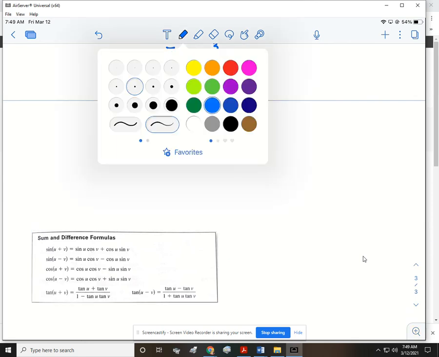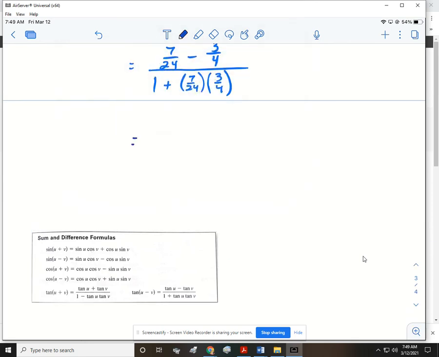Okay, so my advice to you on these is to hold off on that numerator. Just leave it just like it is for now. And then use your little calculator to multiply 7/24 times 3/4. So that's 21/96.